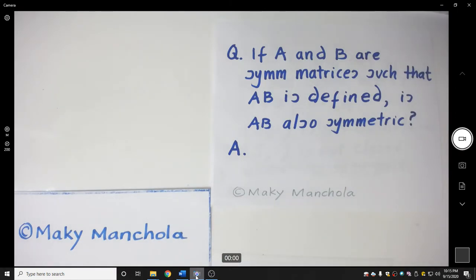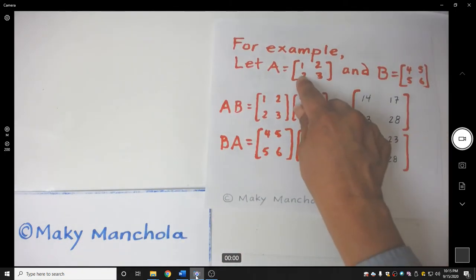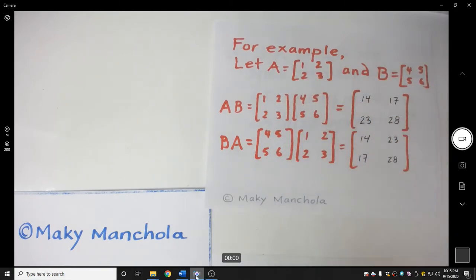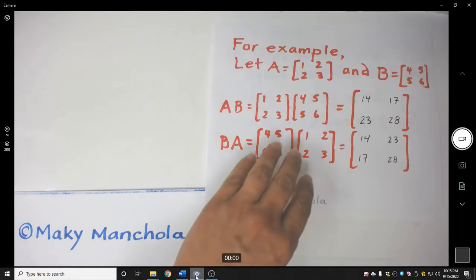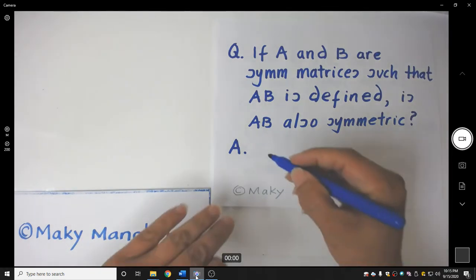Okay, another question. If A and B are symmetric matrices such that the product AB is defined, is AB also symmetric? Well, let's take a look at our previous example. Here we had an example of two symmetric matrices. We multiplied them and observed that the result was not symmetric. So we will have to answer that's not true. That's not the case.